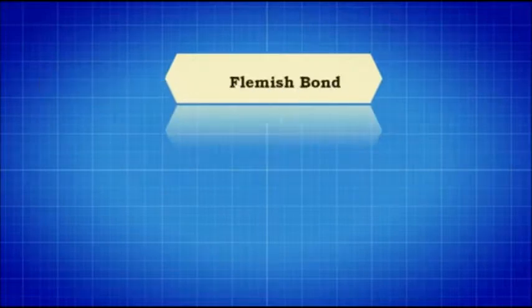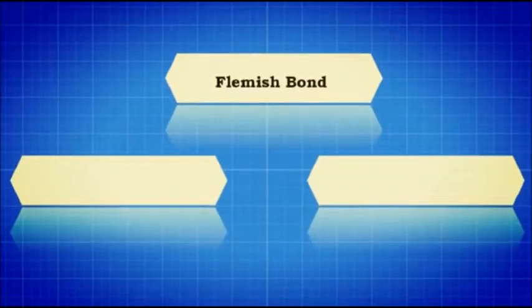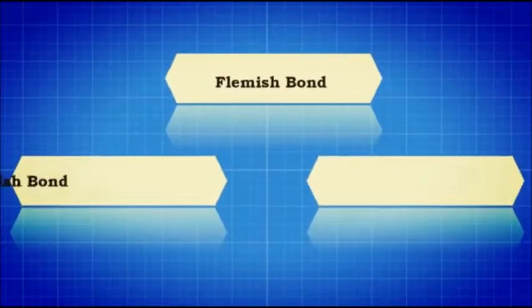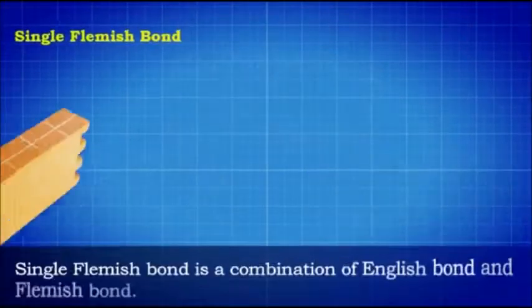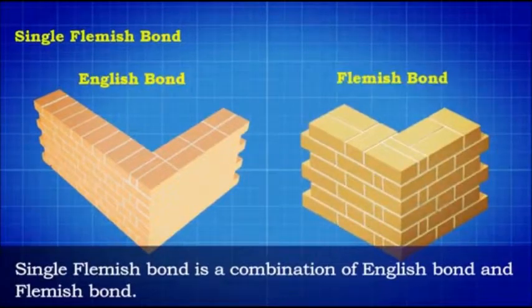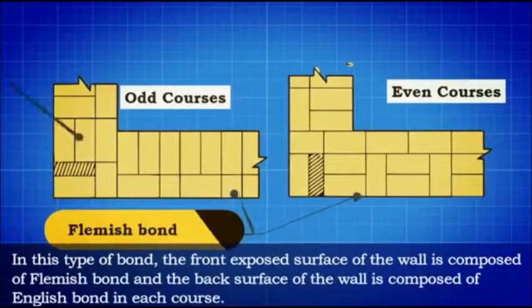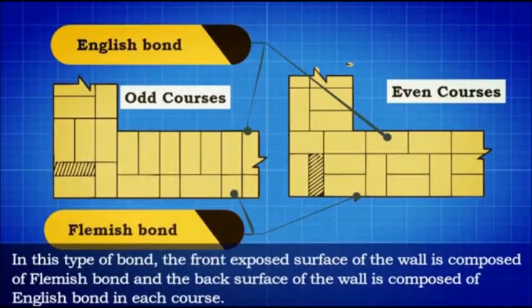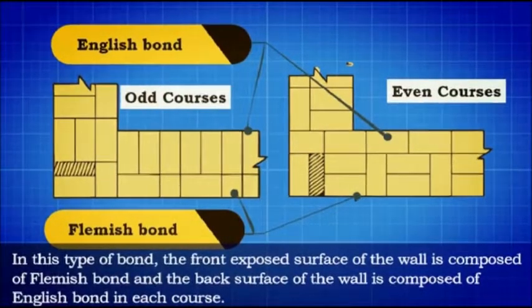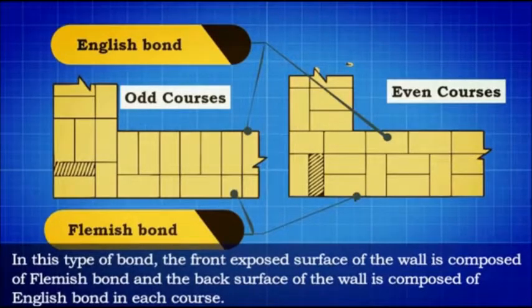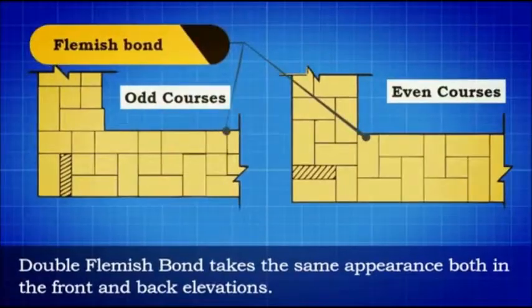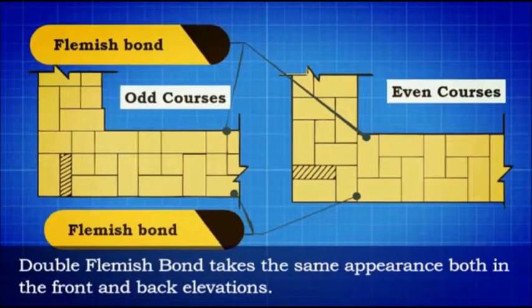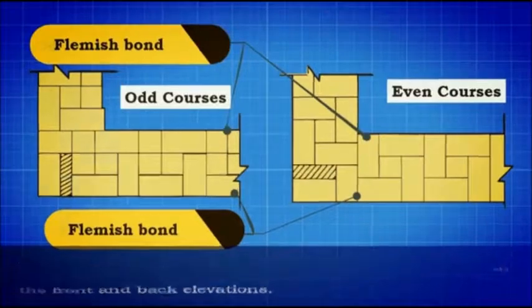Flemish bond is significantly subdivided into two different types. They are single Flemish bond and double Flemish bond. Single Flemish bond is a combination of English bond and Flemish bond. In this type of bond, the front exposed surface of the wall is composed of Flemish bond and the back surface of the wall is composed of English bond in each course. Double Flemish bond takes the same appearance both in the front and back elevations.